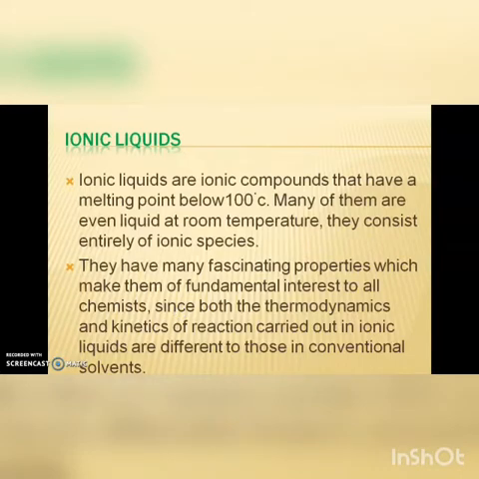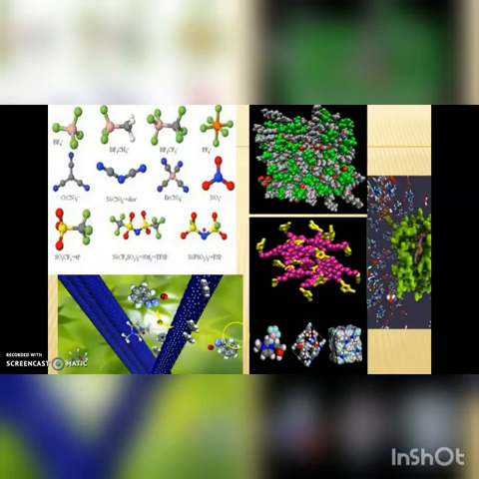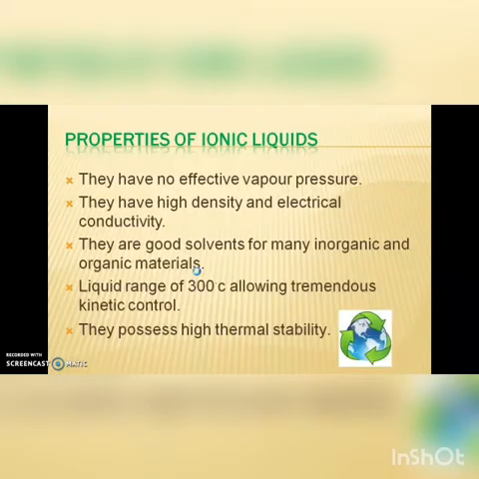Ionic liquids are ionic compounds that have a melting point below 100 degrees centigrade. Many of them are even liquid at room temperature. They consist entirely of ionic species. They have many fascinating properties which make them of fundamental interest to all chemists, since both the thermodynamics and kinetics of reactions carried out in ionic liquids are different to those in conventional solvents. These are some examples of ionic liquids.